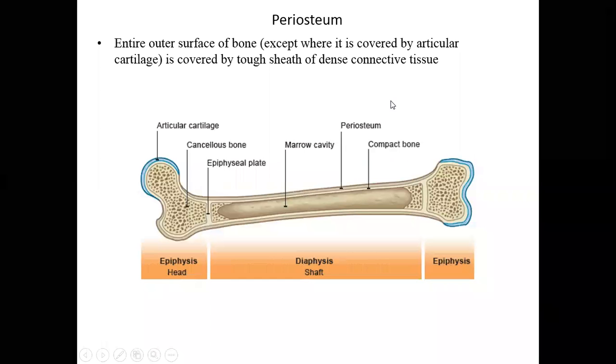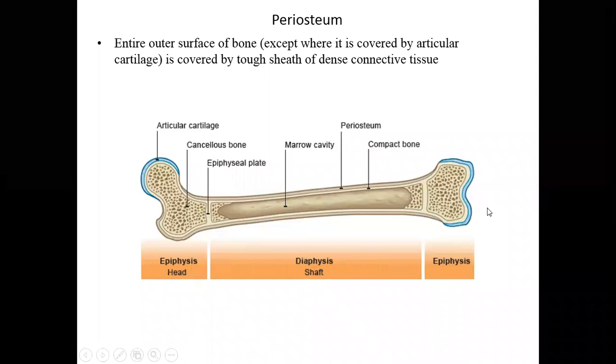Coming to the other term, periosteum. So this is a long bone. You can see some parts like diaphysis, epiphysis, and this area is a metaphysis. This area is a metaphysis. In the inner area of the long bone, there is a cavity, and that cavity is called marrow cavity. There is a hollow area.